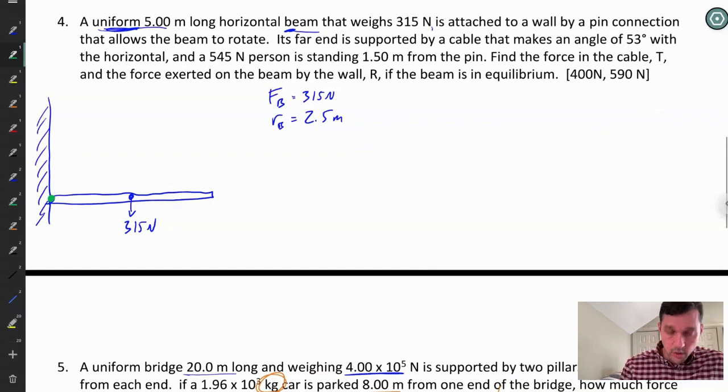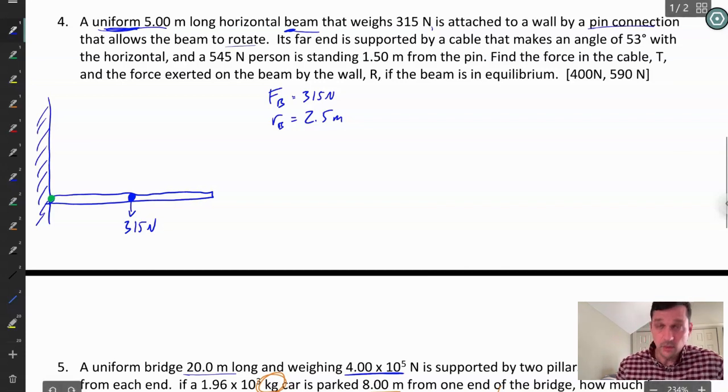And so it could conceivably rotate from the end, especially if the cable snapped, it's going to just topple down from where it's attached to the wall. So as measured from that point, the weight of the beam itself is exerting itself at 2.5 meters from the end. It's connected by a pin that allows it to rotate.